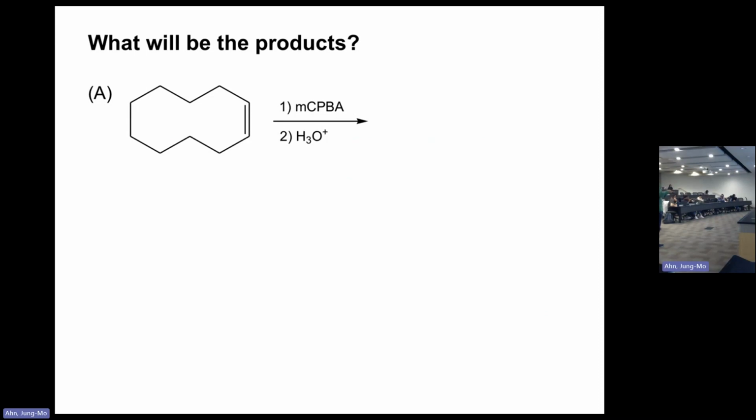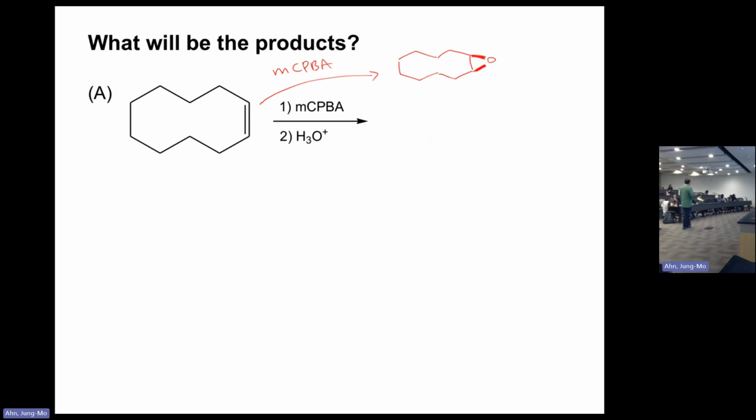What's going to happen when you treat these double bonds with mCPBA in acidic water? Now, you just have similar reactions, so this shouldn't be too difficult. But let's just go through step by step. mCPBA is a peroxy acid, so what it's going to do is make an epoxide.